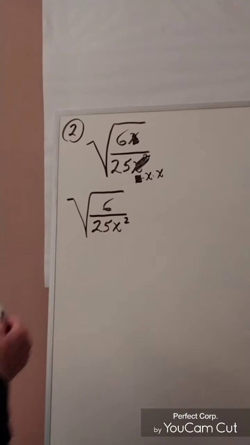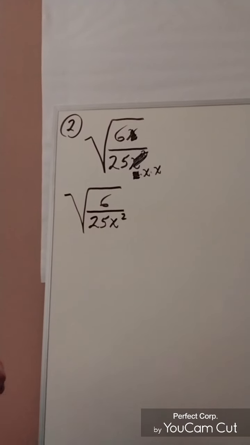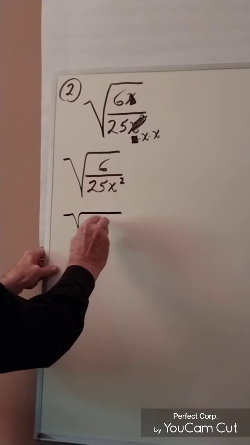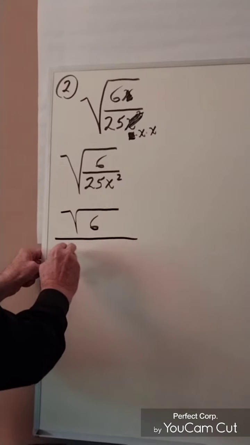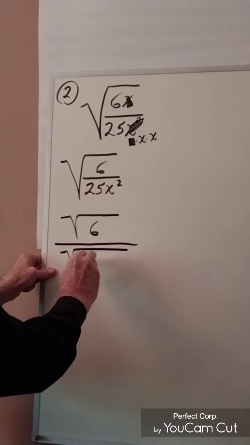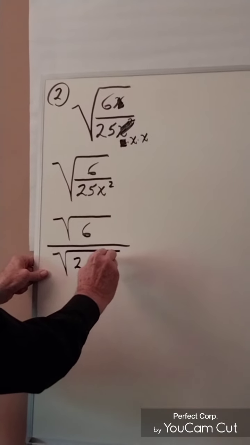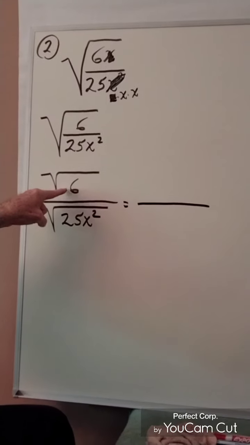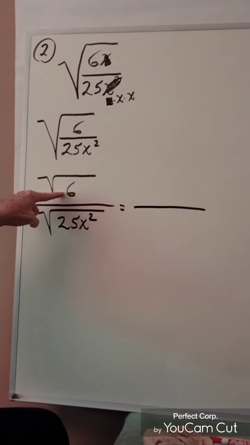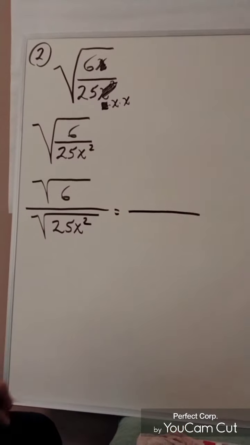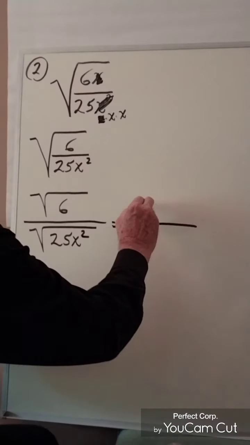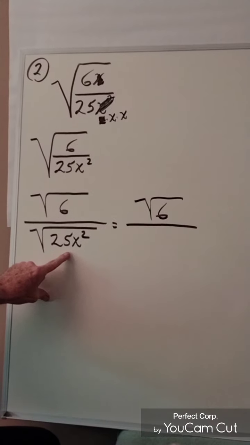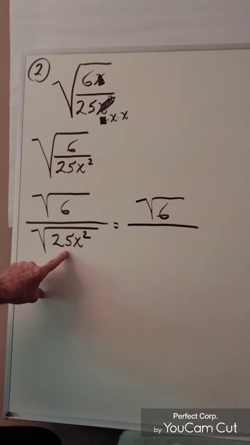Now we can't have a fraction in the radicand. So we're going to have to split it up. So we write it as the radical of 6 over the radical of 25x squared. We can't do anything with the radical of 6. It does not contain any perfect square factors. So it's just going to remain the same. The bottom, I believe, represents a rational number.